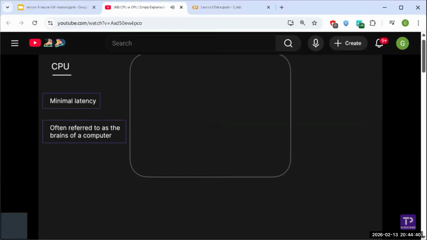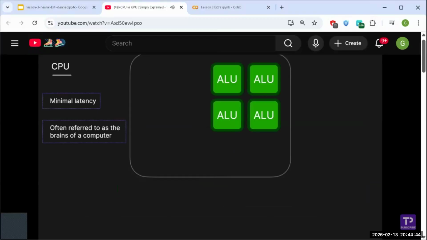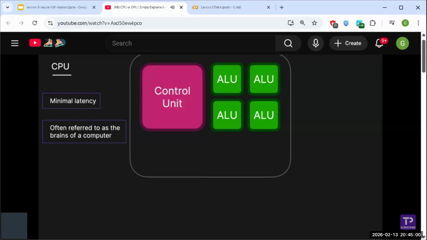Some of the main internal components of a CPU include the arithmetic and logic units, the ALU, which is responsible for carrying out arithmetic and logic operations. This includes basic calculations like addition, subtraction, multiplication, and division, as well as logical operations. The ALU is critical for the execution of most processing tasks within the CPU. The control unit orchestrates the operations of the CPU by directing the flow of data between the CPU and the other components of the computer.